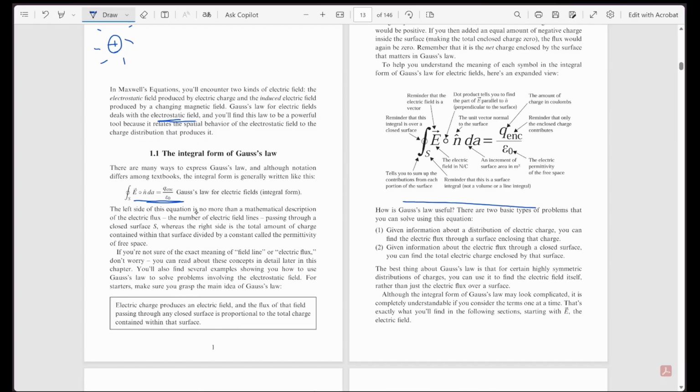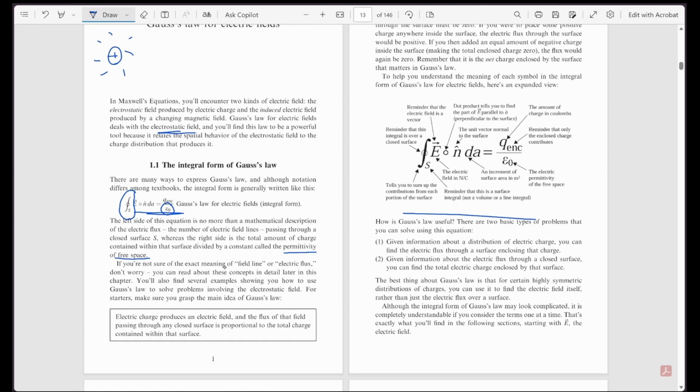The left side of this equation is no more than a mathematical description of the electric flux, the number of electric field lines passing through a closed surface S. So as we will see later, we're going to integrate over a specific surface to find the electric flux coming out of or going into it. Whereas the right side is the total amount of charge contained within that surface divided by a constant called the permittivity of free space. So this is the permittivity of free space. It's just a constant, and then other materials have permittivities too.